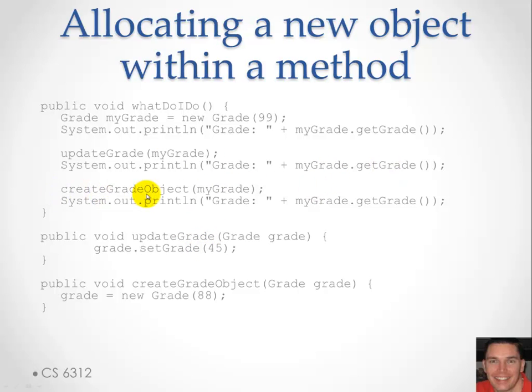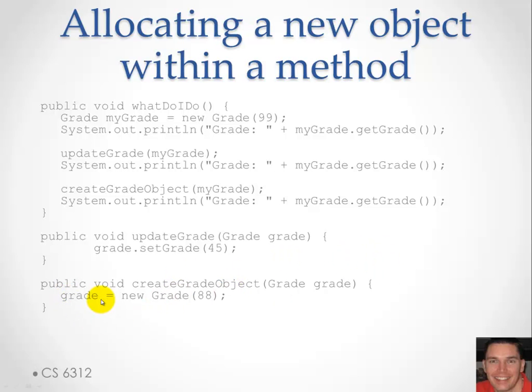Now we have create grade object. Notice here we're passing in the grade object, which out on the heap it has the value 45 in it. We come down here, we've passed it in. This local variable refers to that same location on the heap. Now when I say grade equals new grade, what this does is it makes a whole new object. So my local variable grade reference variable here no longer is going to point to that grade object that has 45 in it. It makes a whole new object on the heap, and grade now points to that.